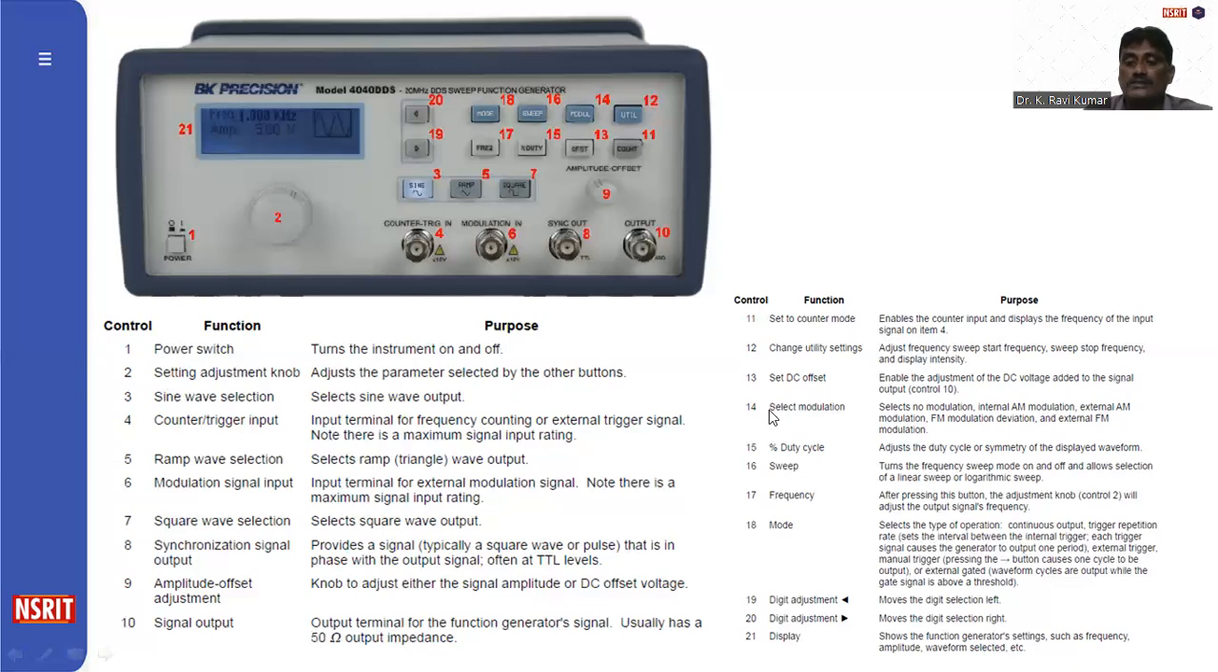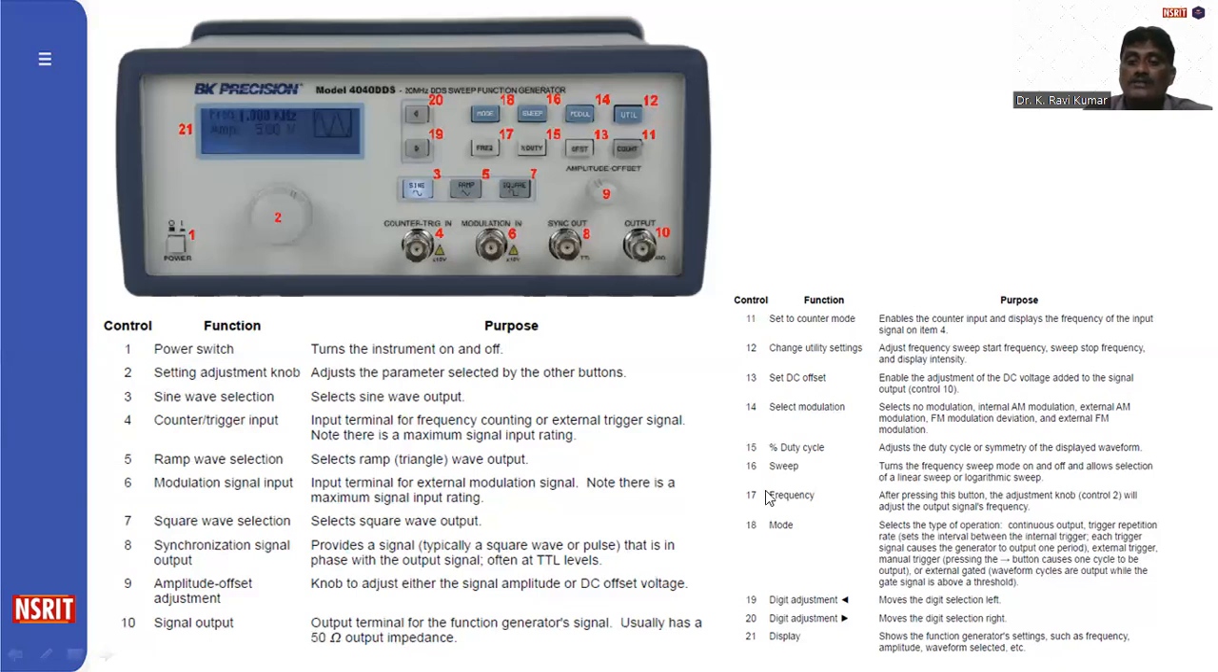The 14th one is the selection of modulation. It selects the different types of modulations, which may be AM, FM, or phase modulation. The 15th one is the duty cycle. It adjusts the duty cycle or symmetry of the displayed waveforms. And the 16th one is sweep. It turns the frequency sweep mode on and off, and allows selection of linear sweep or logarithmic sweep.